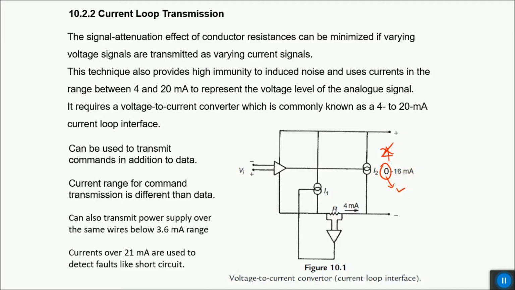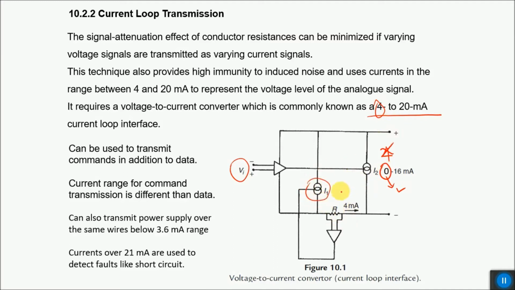How it works is that this is your input signal, your varying input voltage signal that you want to convert into current and transmit over the lines. And we know that we have to convert it not from 0 to any value of a current, but from 4 to 20 milliamperes. Why? I'll come to that. But 4 to 20 milliamperes will be achieved by giving an offset of 4 milliamperes.